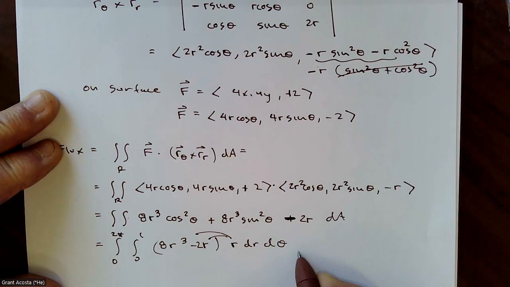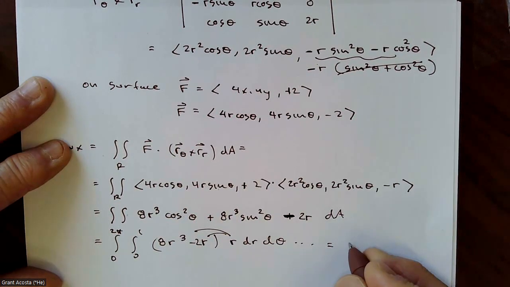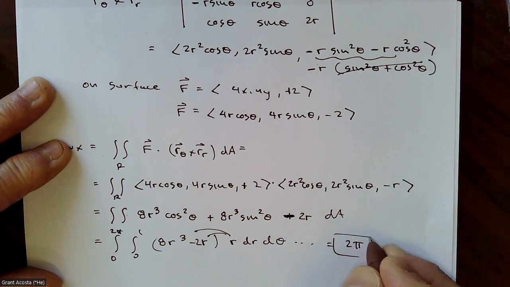You are going to want to distribute this before you integrate, but you should get an answer of, the last few I kept getting an answer of 2. This time I'm getting an answer of 2 pi.